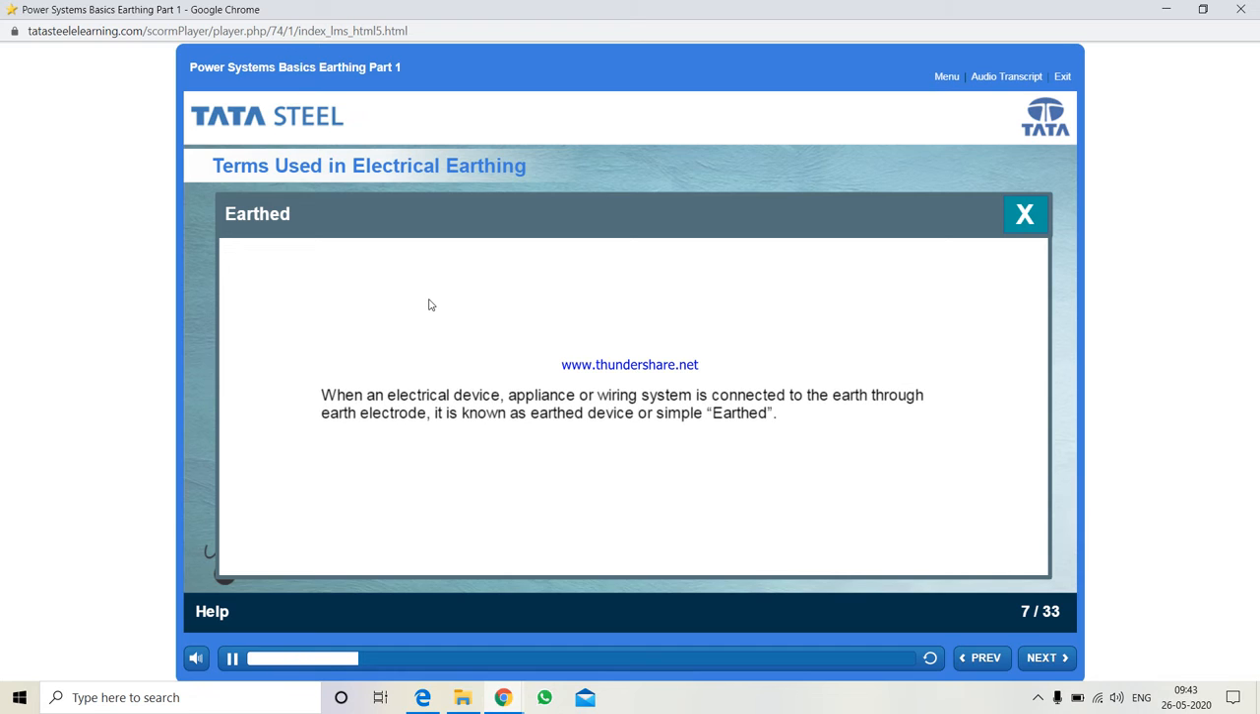Earthed. When an electrical device, appliance or wiring system is connected to the earth through earth electrode, it is known as earthed device or simply earthed.